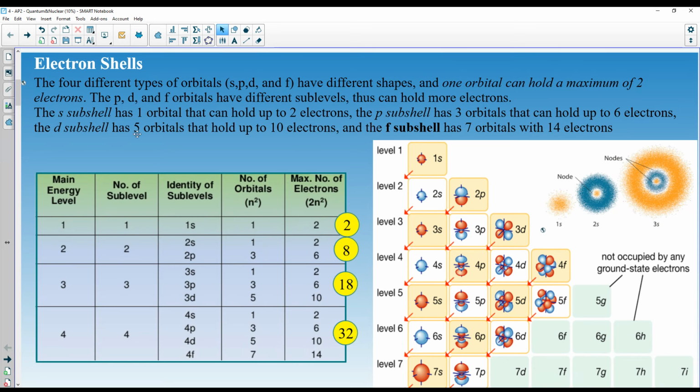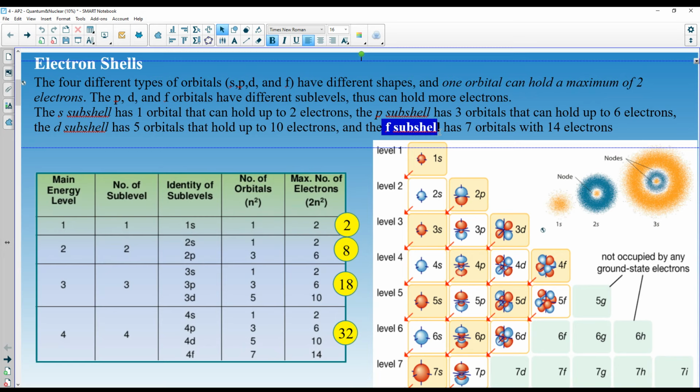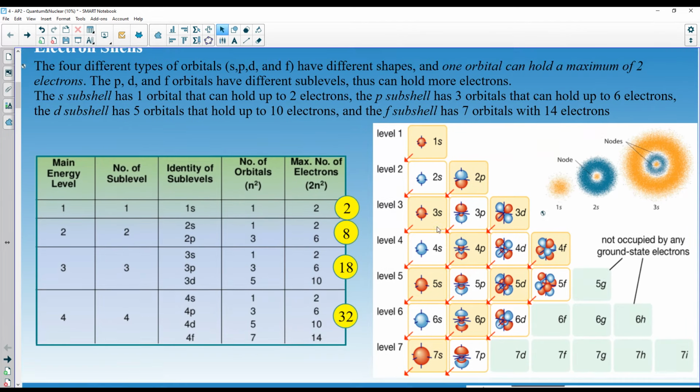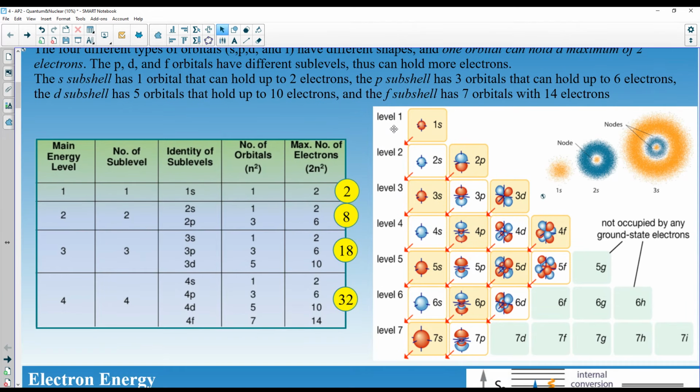The D subshell, so here is the D subshell, a very strange kind of form. The D subshell has 5 orbitals, so it can hold 10 electrons, and the F subshell has 7 orbitals and can hold 14 electrons. And so for each level, you can have a maximum number of electrons.